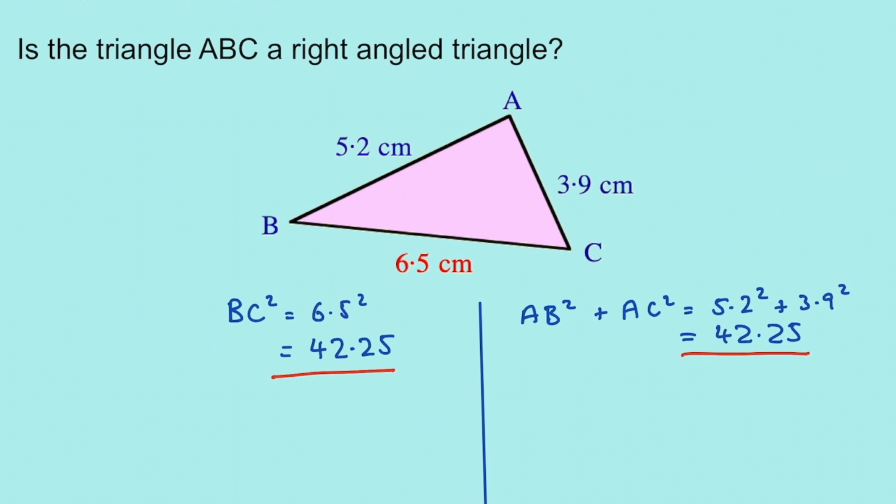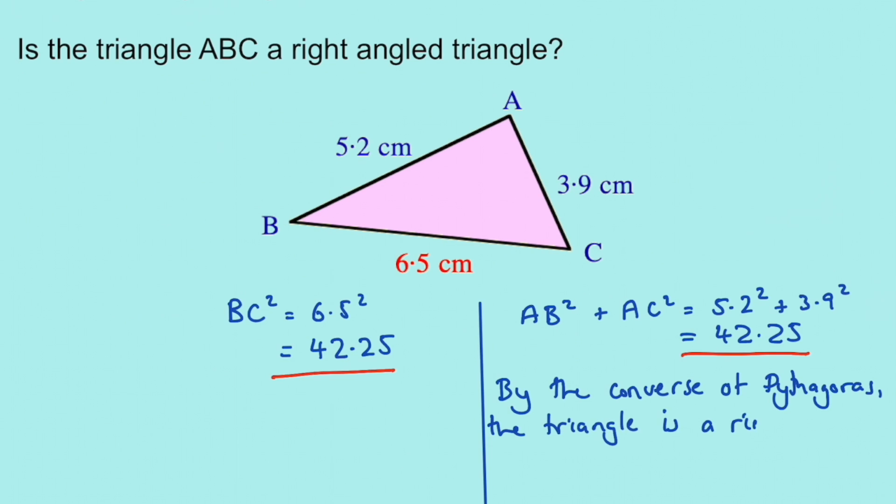Now, as the value from the left-hand side and the value from the right-hand side are the same, we've shown that the longest side squared is the same as the sum of the squares of the two shorter sides. So we could write as a statement that by the converse of Pythagoras, the triangle is a right angled triangle. So that's our statement. We've proven that this triangle is a right angled triangle by the converse of Pythagoras.